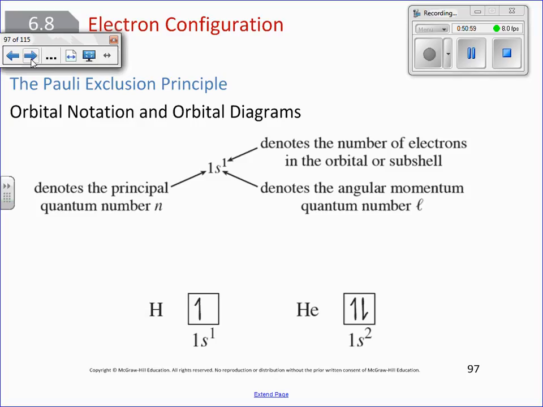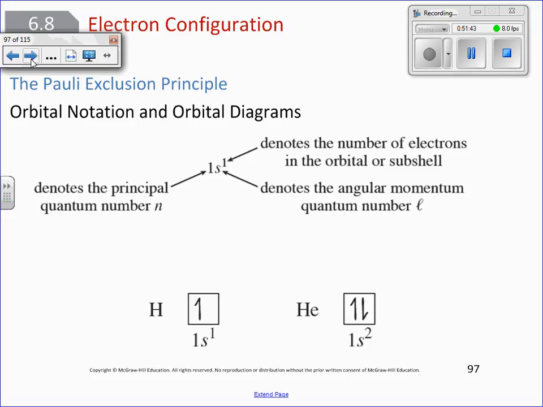So hydrogen, an electron, I'm going to put it in the bottom, 1s. An up arrow means it spins clockwise. It doesn't really matter which, but by convention we usually do the up arrow first. We're going to describe hydrogen's electron. What quantum number? 1. What subshell? S. How many electrons? 1s1.